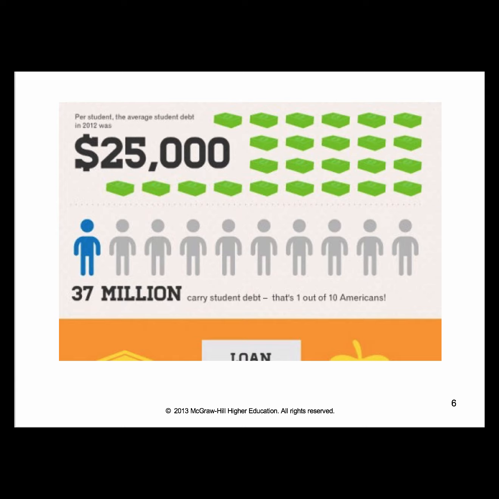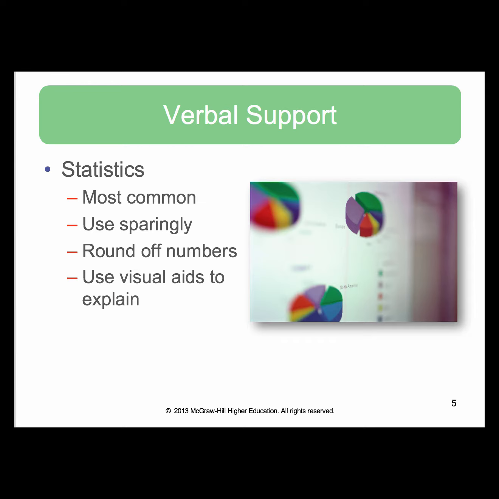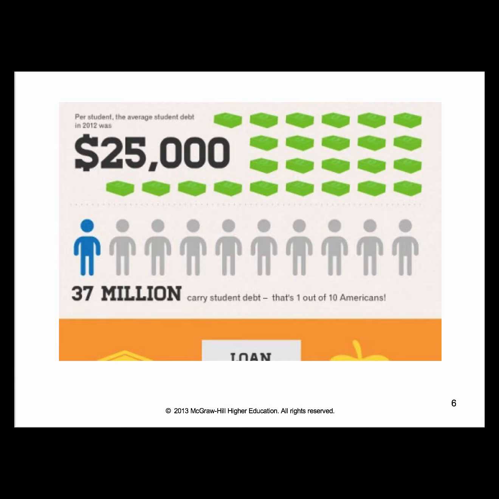Here's an example. This is from a study done in 2012, and I actually found that in 2016, this $25,000 had risen to over $30,000. But what I wanted to use this infographic for is to show you that we want to be as specific as possible with our statistics to make sure that they hit home with our audience. So just saying that the average student debt per student in 2012 was $25,000, that does have some impact. You're like, wow, that's a lot of money.